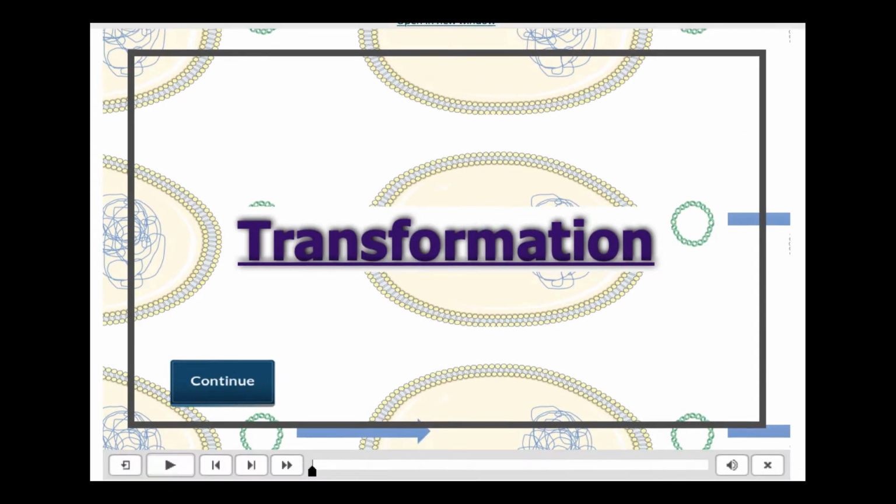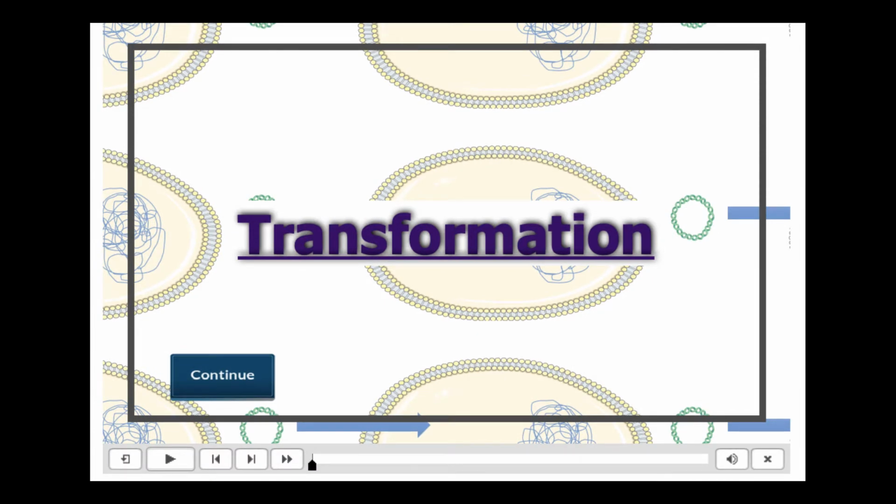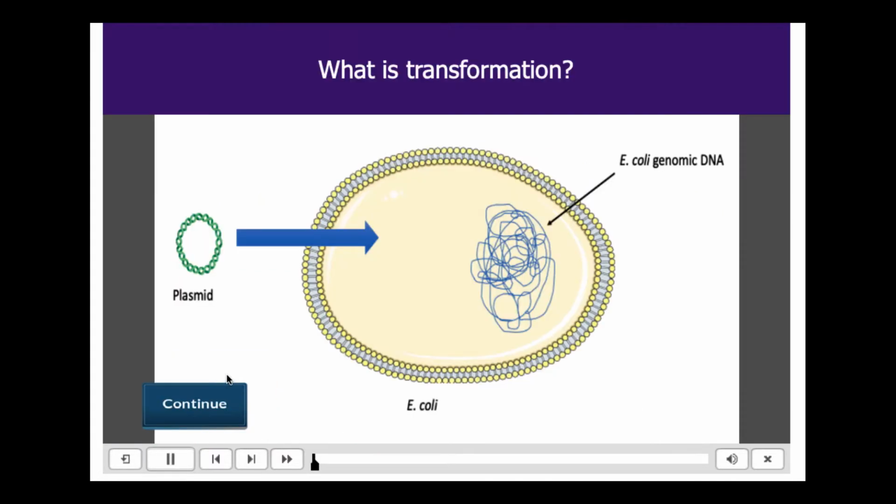In this module, we will be going over the steps of the transformation protocol, as well as the science behind why we are performing these steps. Let's first review what we mean by transformation.